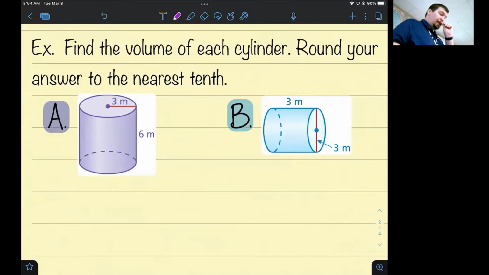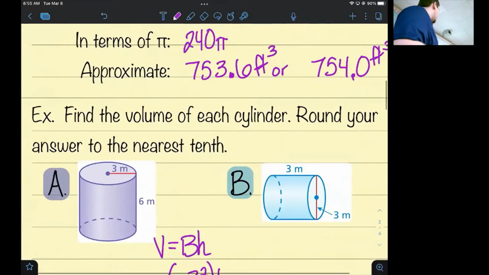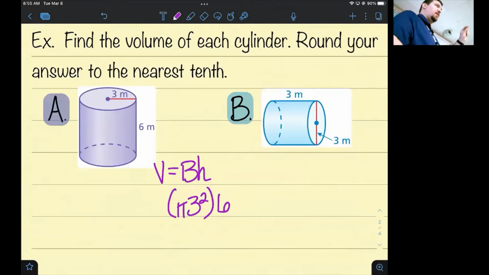We have a cylinder here that has a radius and a height. So V equals capital B H. We're going to replace capital B with pi r squared, and we're going to replace H with 6. Now, I don't think you're going to actually have any homework problems that ask you to write your answer in terms of pi. So if you would rather just multiply all those out together, I said yesterday that you could just have one line of work and then an answer.